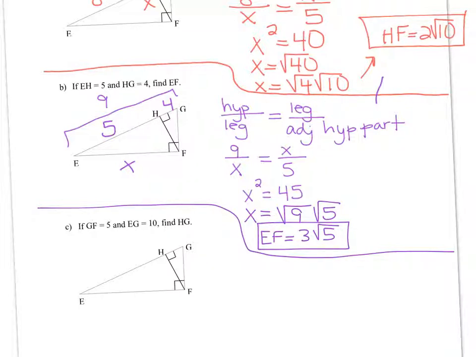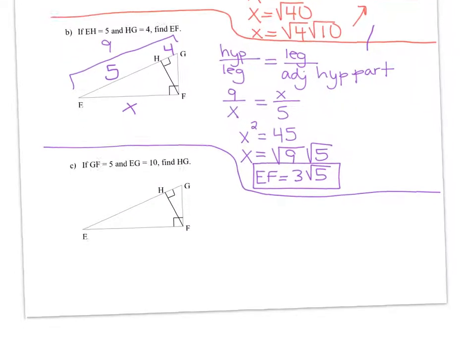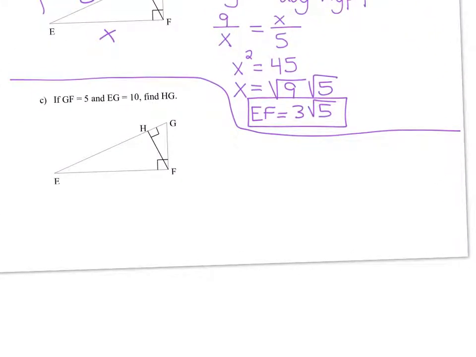Okay, moving on. Once again, though, feel free to pause if I'm going too fast. And here we go. GF is 5, EG is 10, and HG is what we need. Now this one's a little harder to figure out. I don't need an altitude. I don't need a leg. I need a part of the hypotenuse. But you have to think about what's then already given. Did they give me the altitude or did they give me a leg? And obviously they gave me that 5, which is a leg.